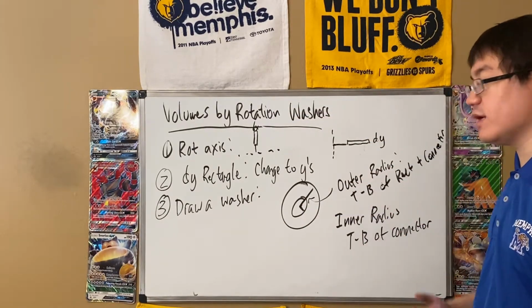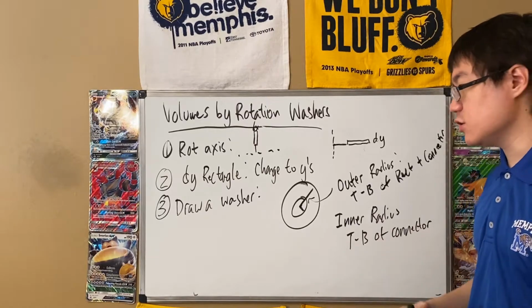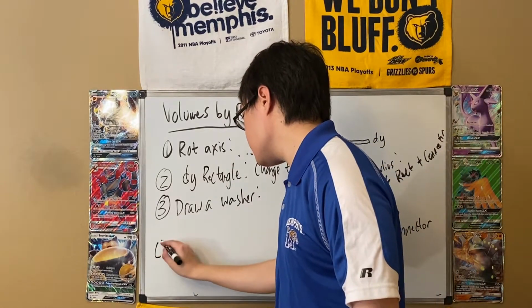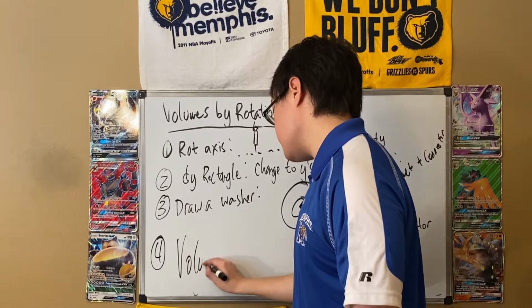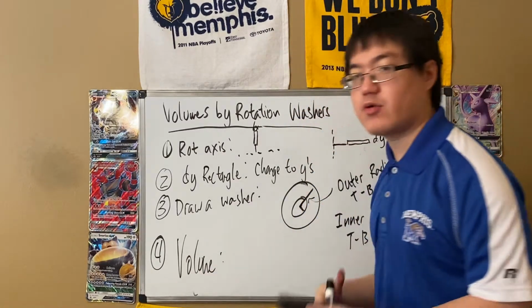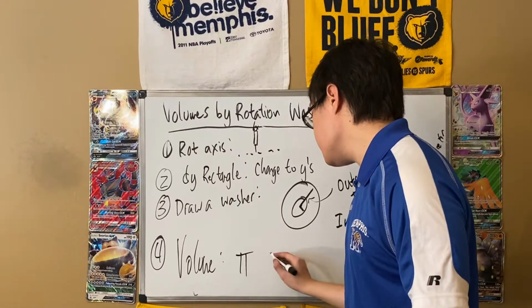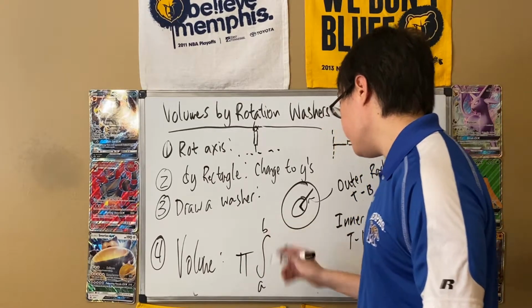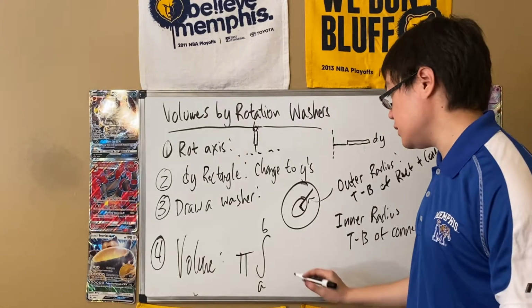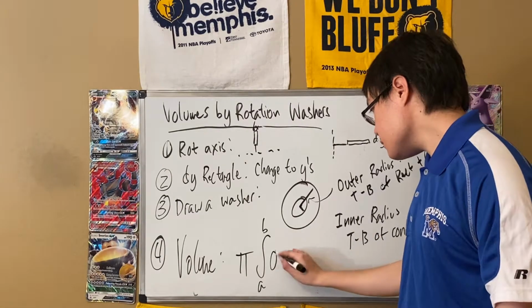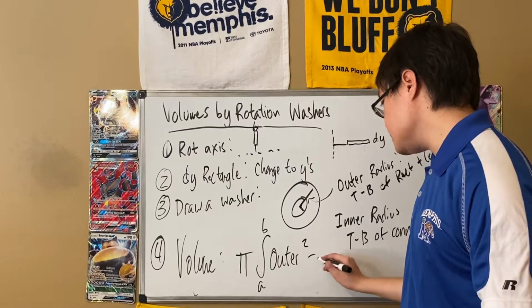So once we have this information, you're going to be able to find the answer. So step 4 is going to be volume. Just like before, we're going to have a pi because the formula is pi r squared minus pi r squared. So it's going to be pi integral from a to b of the outer radius squared minus the inner radius squared.